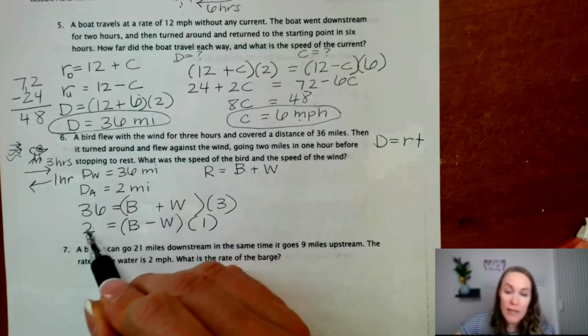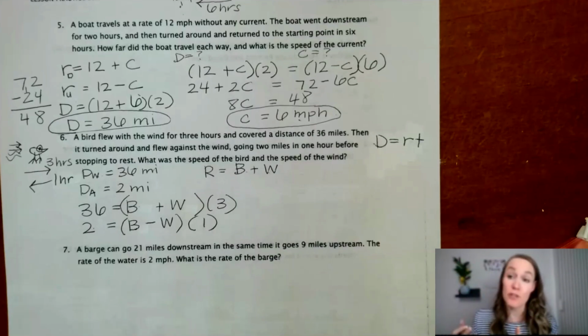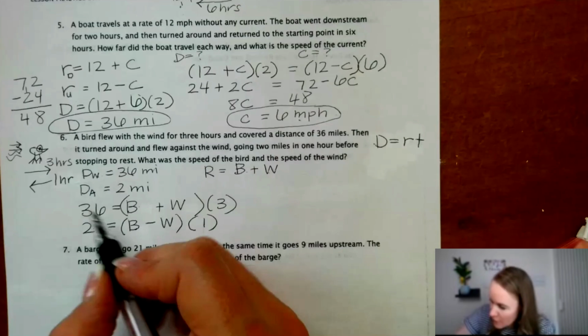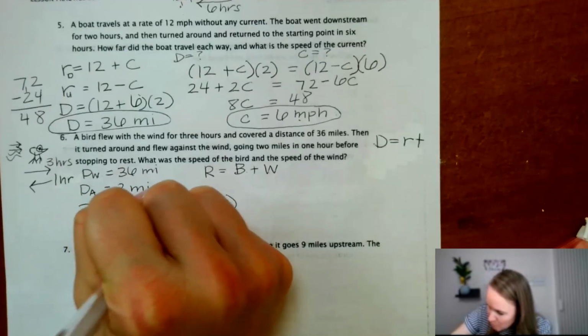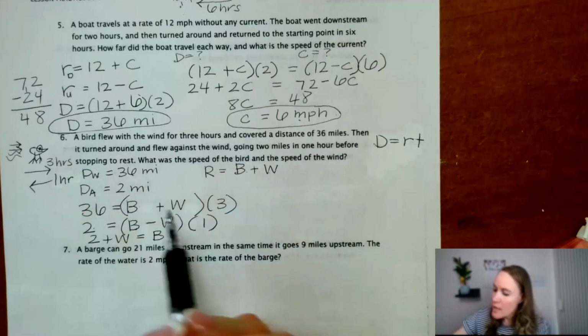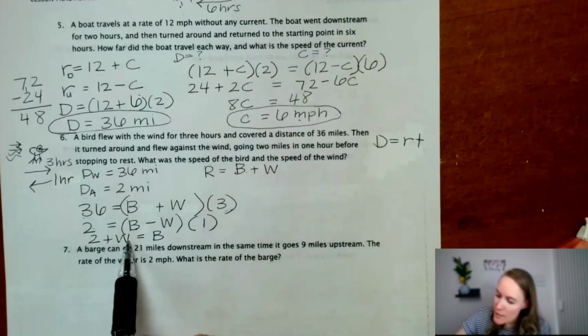So I hope you can look at this equation and really visualize that. Solving it in your head before you write it down is a great way to really visualize math and get your math work done, hopefully a little bit faster. So I have 2 plus W equals B. Okay, perfect. Now I'm going to take this first equation and stick this in for B and see what I get.